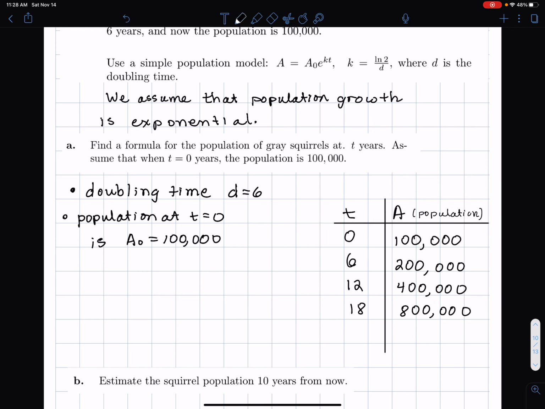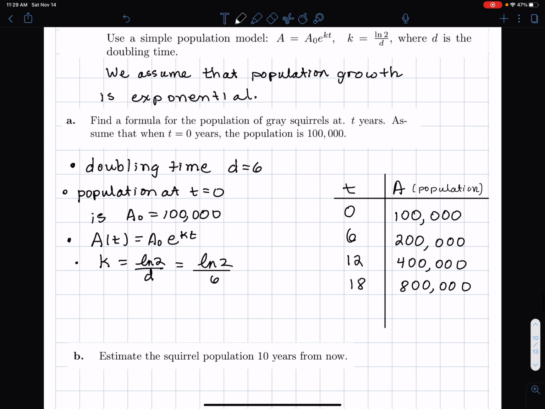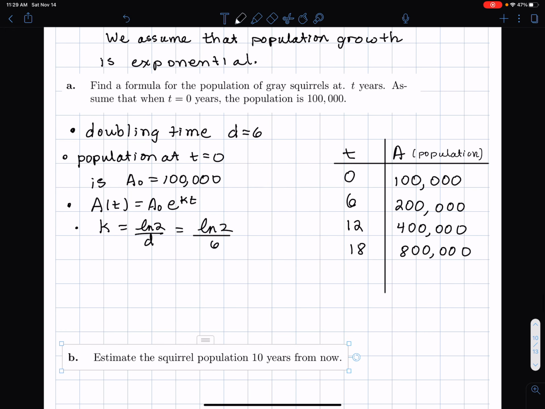The formula for a simple population model is A, the population as a function of time, equals A0 e to the kt. Now k is given as ln 2 over D, which will be ln 2 over 6. Where does that formula come from? I derived it at a different time during a lecture, but it's a formula we can use.